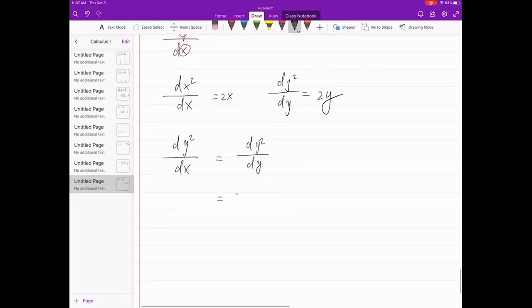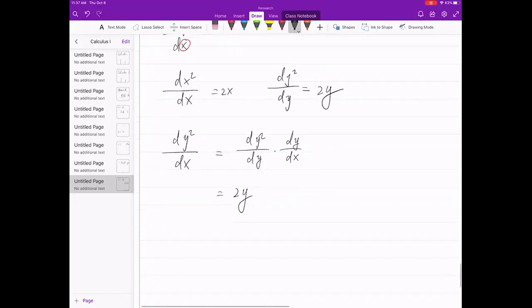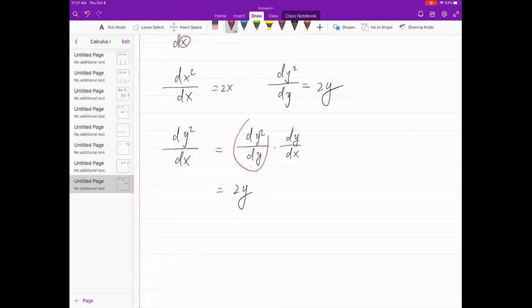Then I will be able to have 2y. Good. But this is not the whole story because I need dx, so I have to multiply by this. Okay, and that offers me 2y, and what's this? Y prime. That is by differentiation, by doing the ratio. This is what we got. Sounds good?